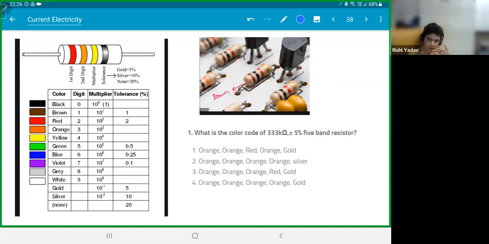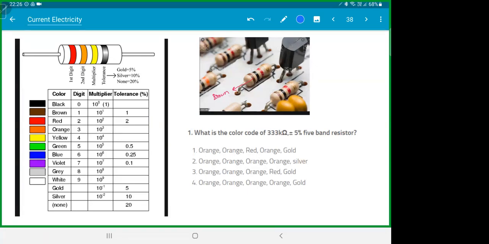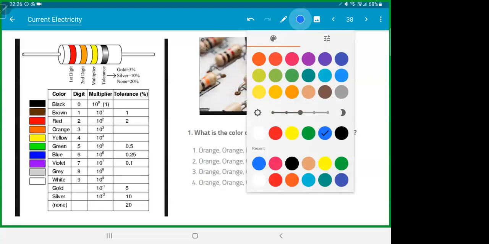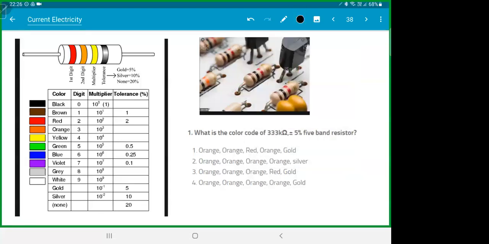Fourth option, right? First thing, he said plus or minus 5 percent, gold tolerance. So gold should be there, so this is gone and this is gone. Silver is gone. Then orange. Third is what? 3. Actually, this question is pretty nice. You could have guessed it, because this is 3, 3, 3, meaning all three should have the same color. So this is also wrong. And then kilo ohms, kilo means 10 power 3, that also should have the same color. This is the only option.